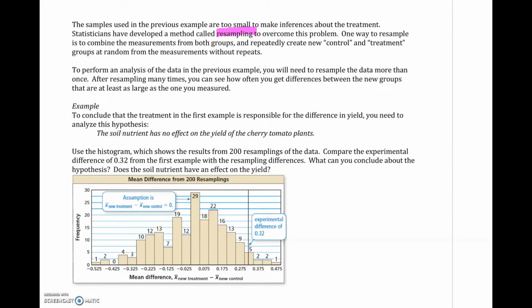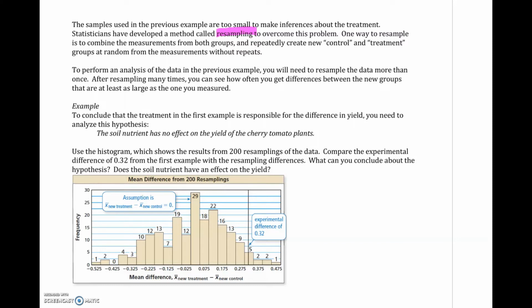So maybe we spent all this time and effort on these 10 plants and we don't want to throw it all away just so we can make a larger sample size, or maybe we're limited with resources and we can't get a greenhouse that'll house 1,000 cherry tomato plants, or we don't have the manpower to monitor it all. So what we can do is we can do this method called resampling.